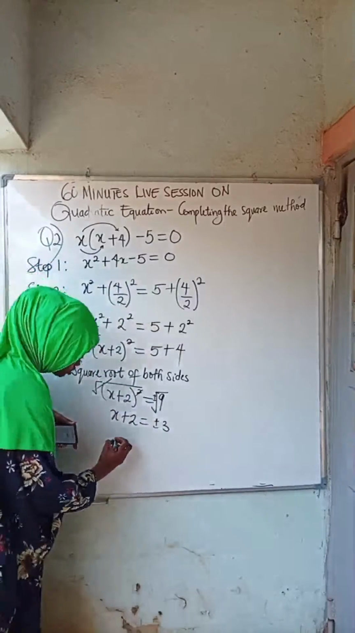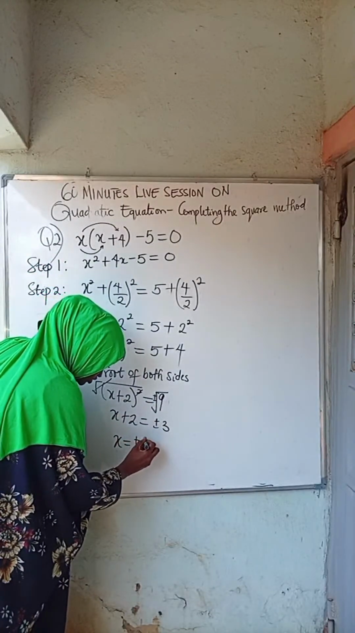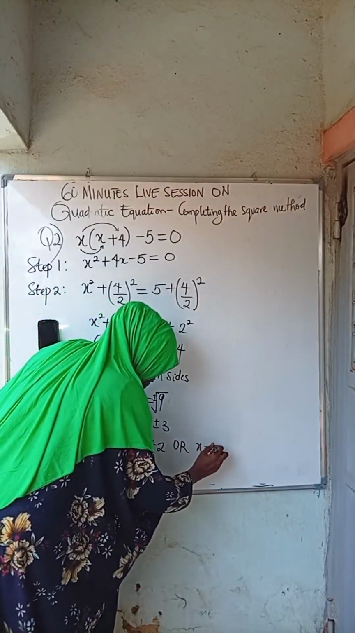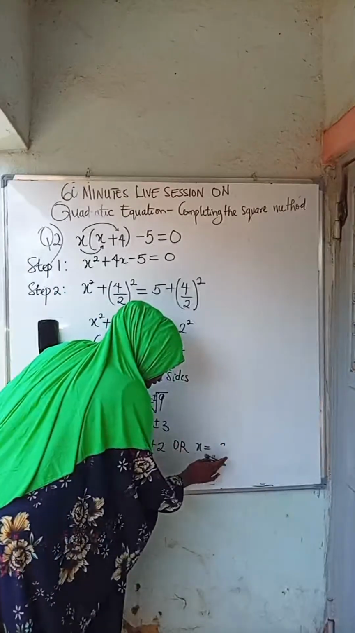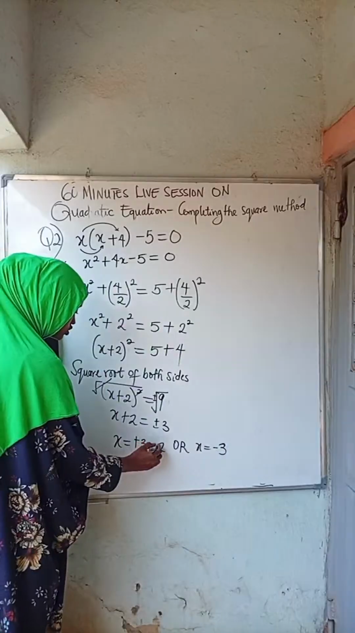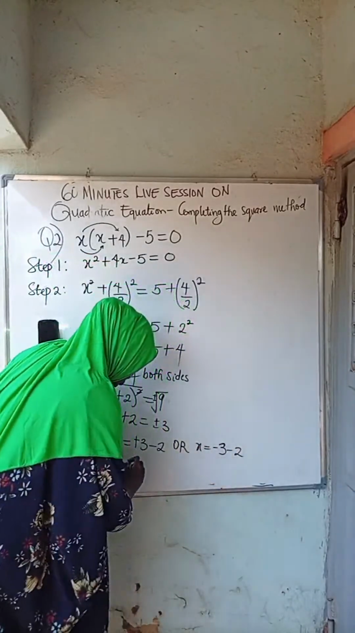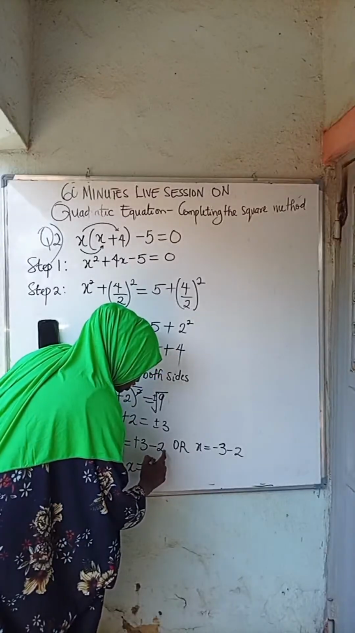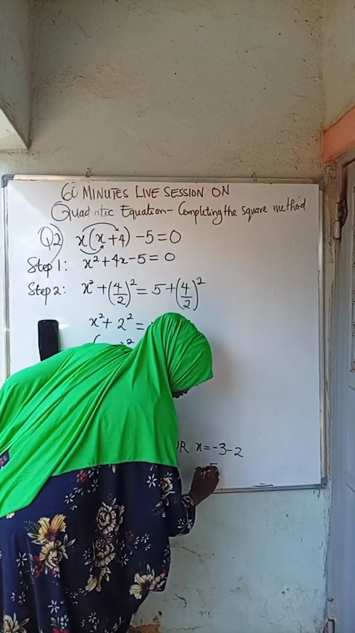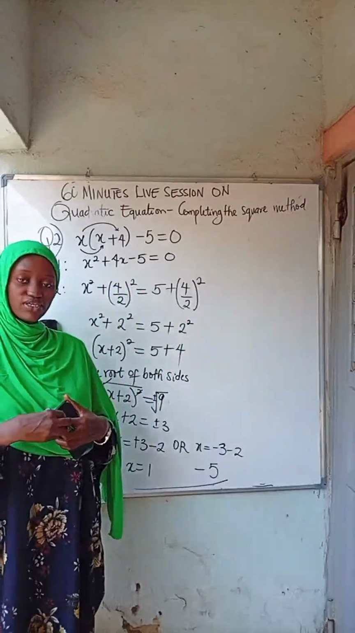We have x plus 2 is equal to the square root of 9, which is plus or minus 3. So x is equal to plus 3 minus 2, because the plus 2 is crossing to the other side and becomes minus 2. So we have x is equal to plus 3 minus 2 is 1, or minus 3 minus 2 is minus 5. These are the two values we have: x is equal to 1 or x is equal to minus 5.